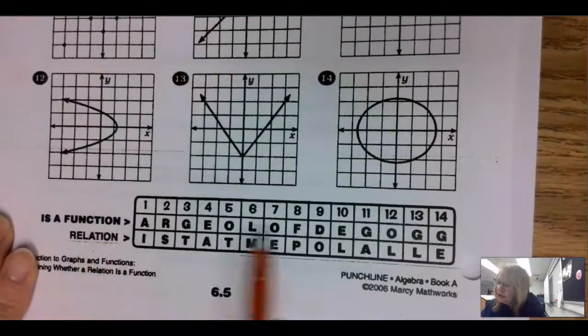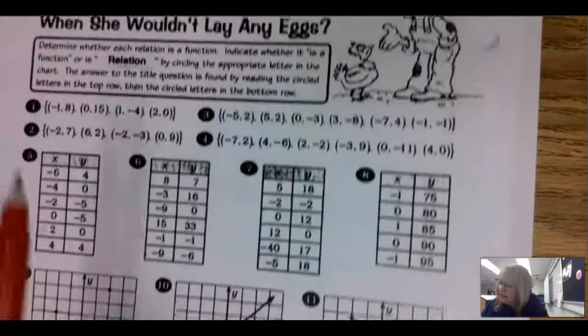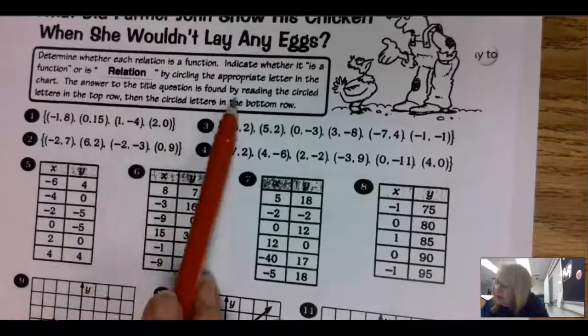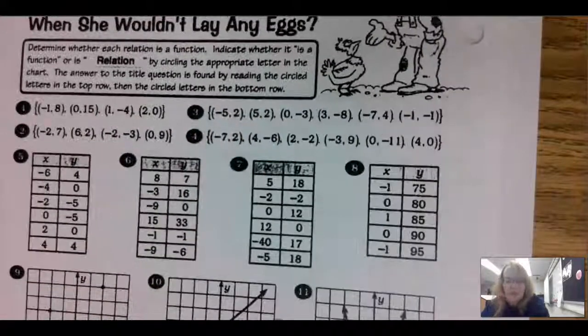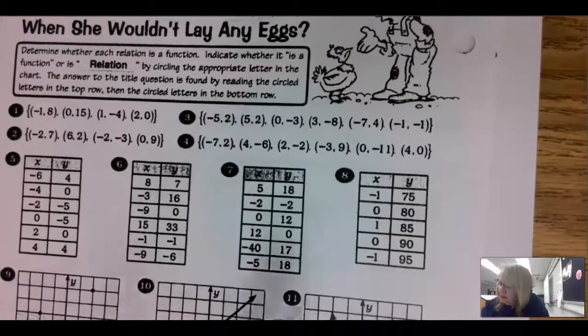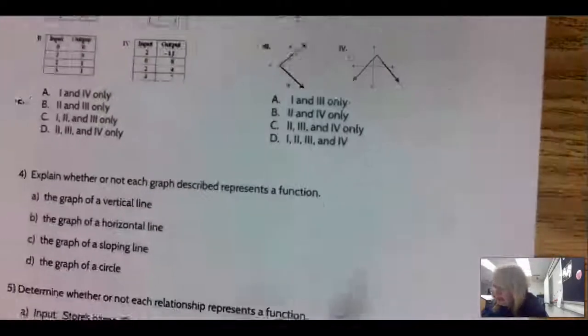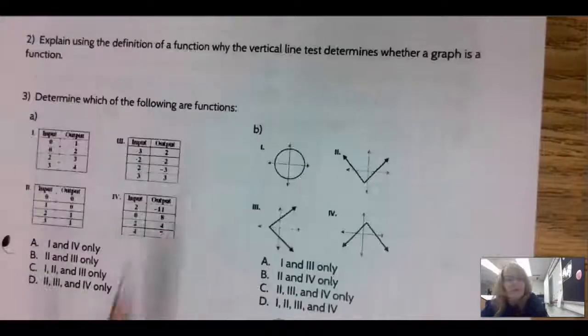So see, is it a function? Circle one letter. Relation, circle a different letter. Okay, the answer to the title question is found by reading the circled letters in the top row, then the circled letters in the bottom row. It's just kind of a fun little thing to do. Okay, so you're going to do this one for sure. And let's do, yep, we can do both. It's a pretty short assignment.